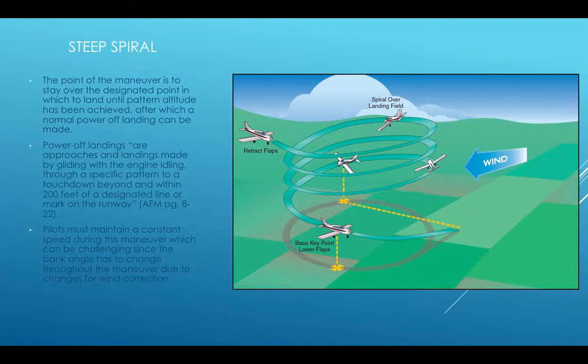Steep spiral. The point of the maneuver is to stay over the designated point in which to land until pattern altitude has been achieved, after which a normal power-off landing can be made. Power-off landings are approaches and landings made by gliding with the engine idling through a specific pattern to a touchdown beyond and within 200 feet of a designated line or mark on the runway.